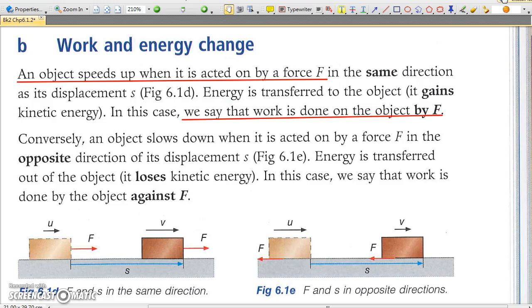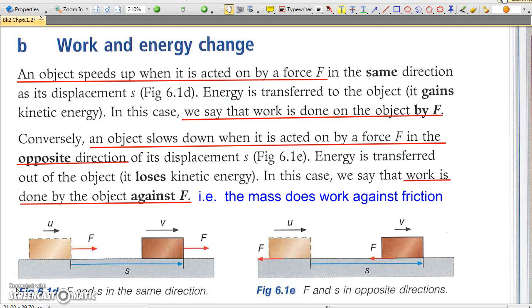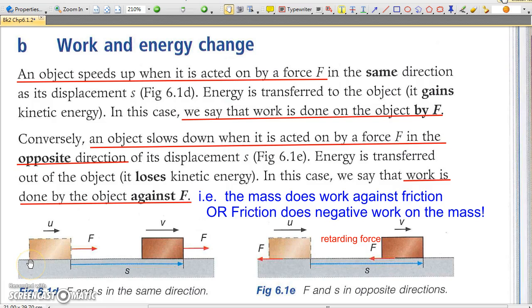On the other hand, if the applied force and the displacement are in opposite directions, then the applied force slows down the mass, and the kinetic energy of the mass is reduced due to the applied force. We say that work is done by the mass against the force. In such a case, the applied force is a retarding force. We may also say that the applied force does negative work on the mass.